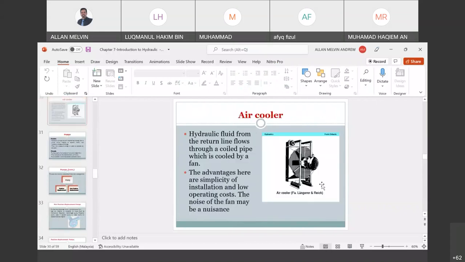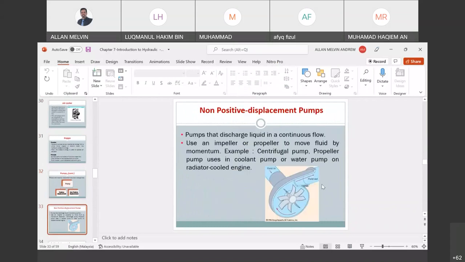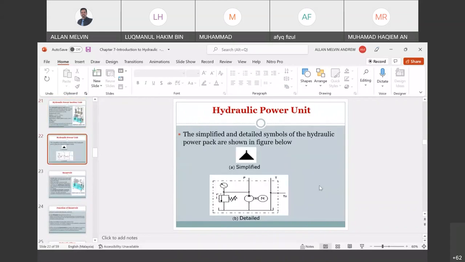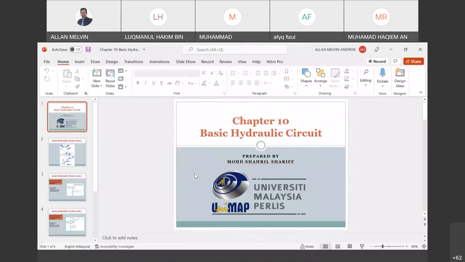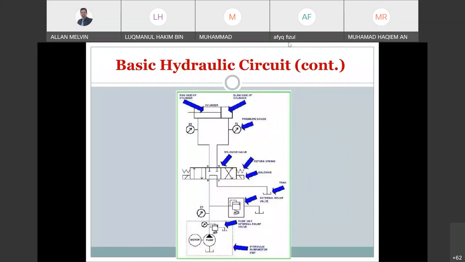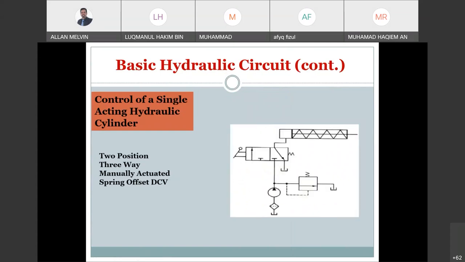Okay, maybe I can find one more. If you look here, this is your exhaust for hydraulic. You must connect to this symbol. Don't put the inverted triangle like pneumatic. Like this.